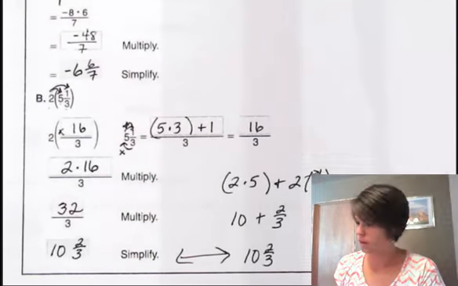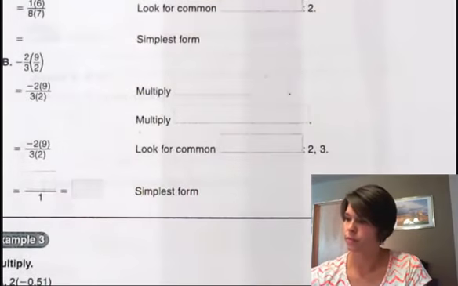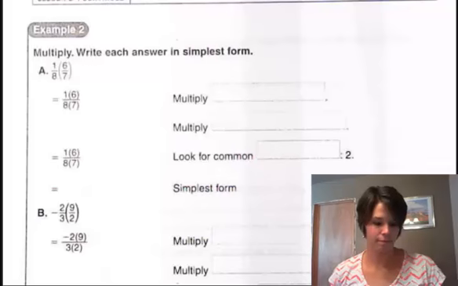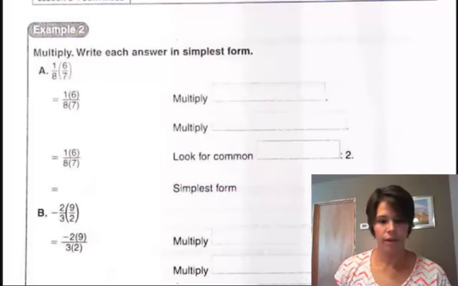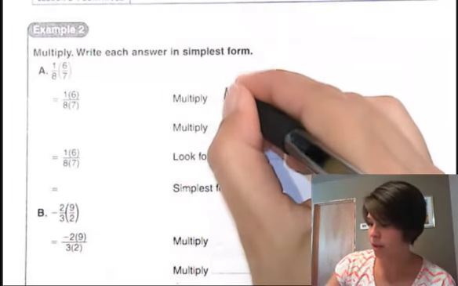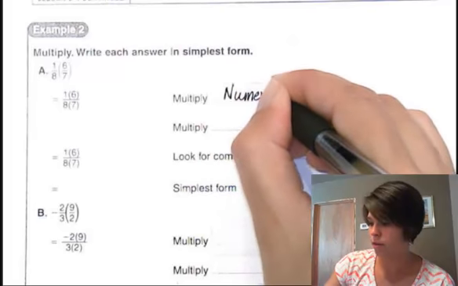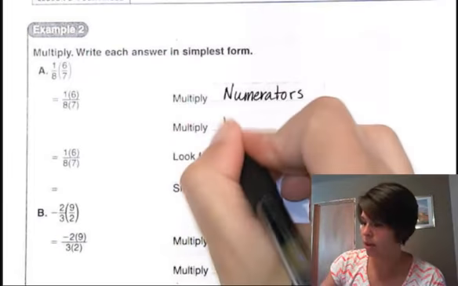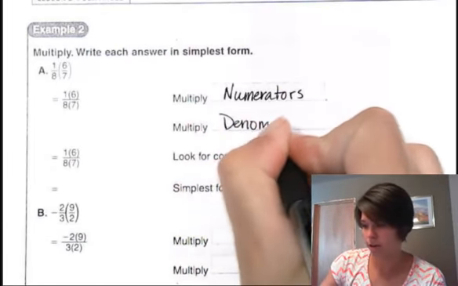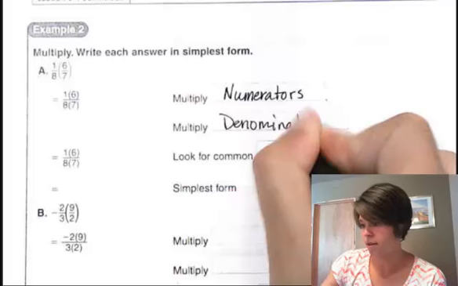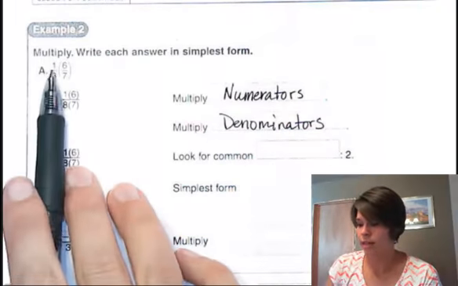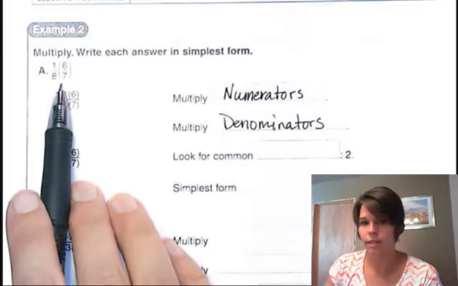Moving on in our notes. What if I am multiplying 2 fractions? Okay, first I'm going to multiply my numerators. Multiply my numerator straight across, multiply my denominator straight across. So I can see I've got 1 times 6 and 8 times 7.